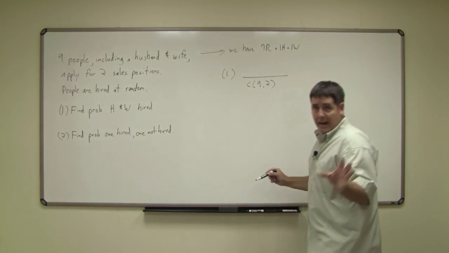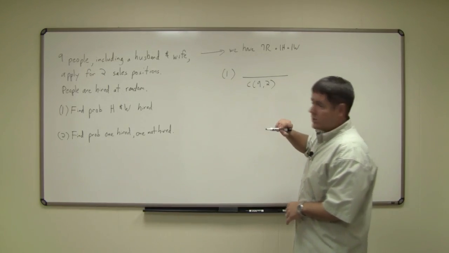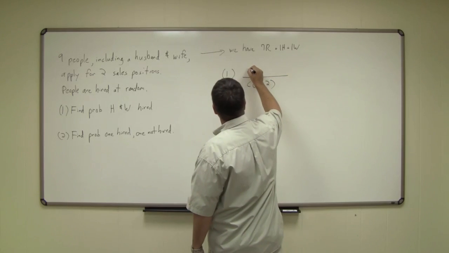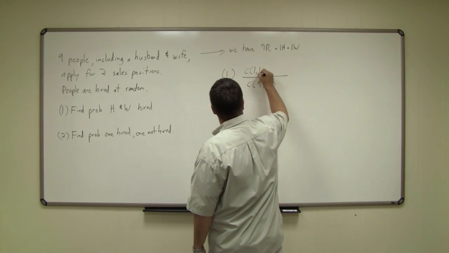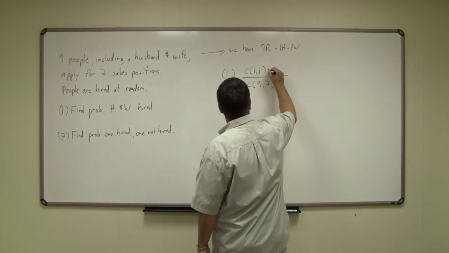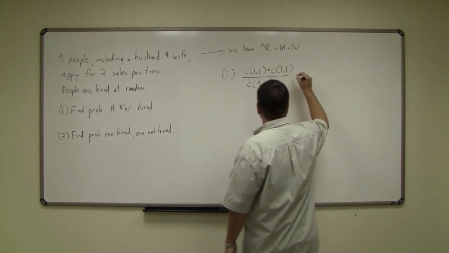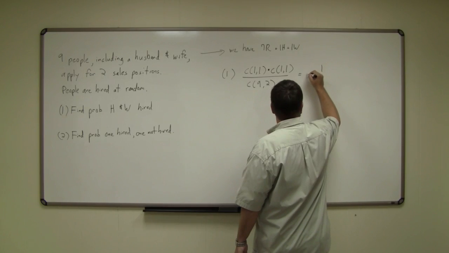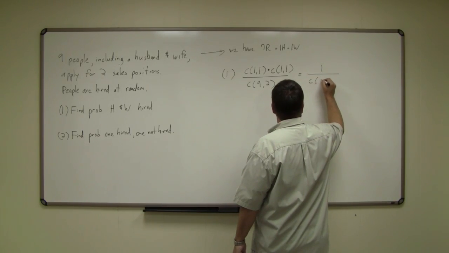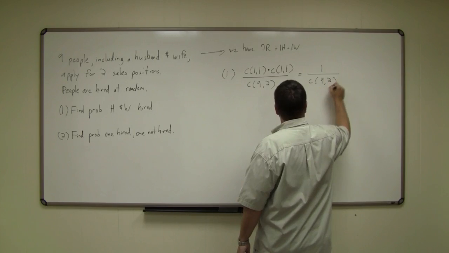Okay. All right, so back to our problem here. We have our combination 9 choose 2. On the top, we would say I need to get a husband. There's 1 available and I need 1. And I have to get a wife. There's 1 of those available and I need 1. So on this problem, I end up with 1 over combination 9 choose 2.